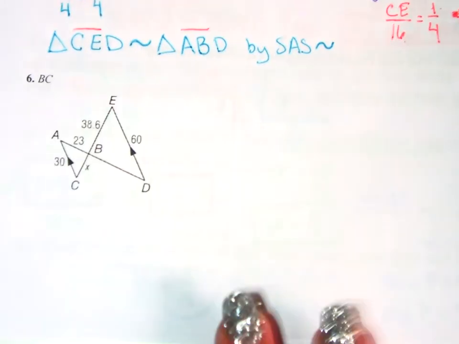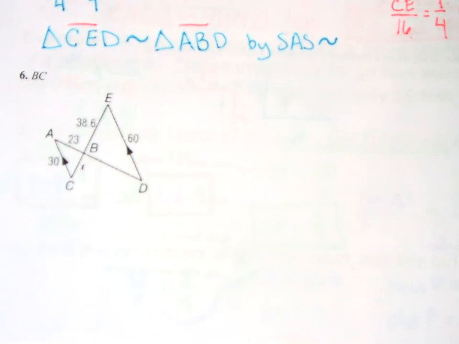First thing I want to do is see if I can test angle, angle. If I can't, then I check side, side, side. If that doesn't work, then I try side, angle, side. If it doesn't match any of those, then I don't have enough information. Okay? Do I have any angles congruent in this picture? Yeah. Which one? B. The angles at B, right?